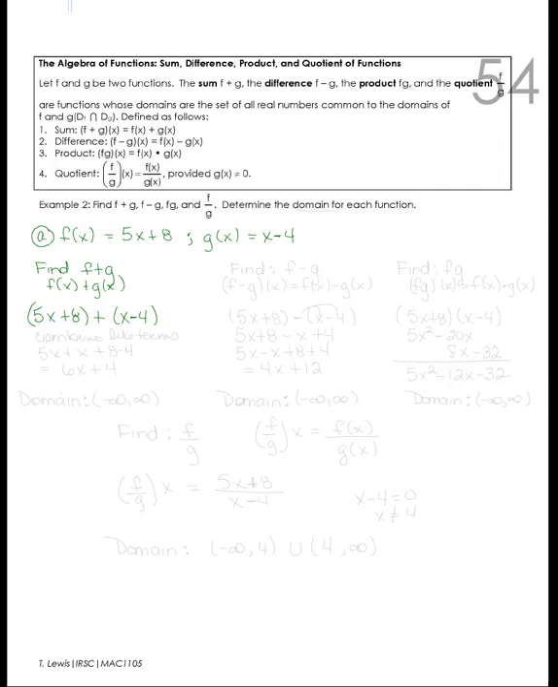So going back to like terms, drop your parentheses, combine like terms. Five x plus x, 8 minus 4, and then we have here 6x plus 4.